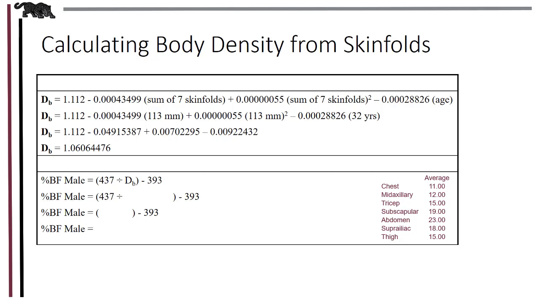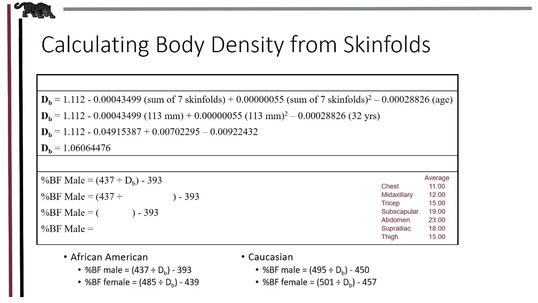To do this, we also want to use the proper equation. Again, there are many equations that will convert body density to percent body fat, just a few here. So make sure you pick the one that is appropriate for your client. In our case, we divide body density by 437 and then subtract 393 to get an estimated 19% body fat for our client. So there you have it.